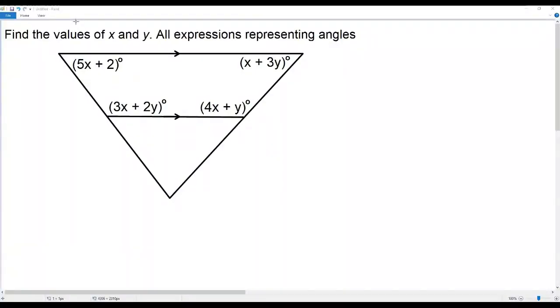Here we have a geometry question. Let's go with the information. Find the values of x and y, all expressions representing angles. So here we have a triangle, and so we have two parallel lines over here.